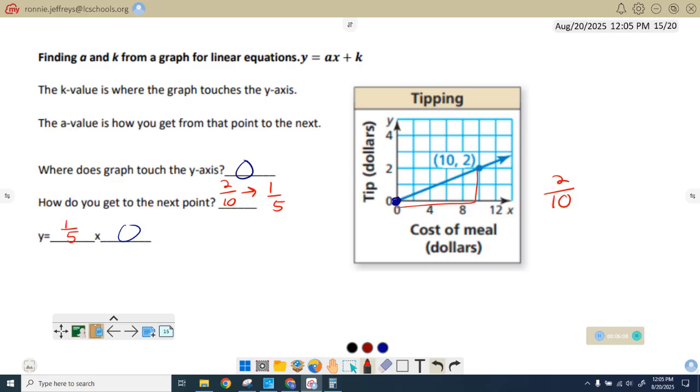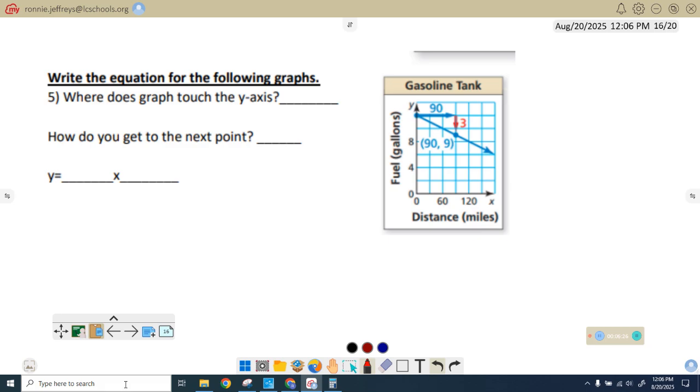Now, if you're like, but Mr. Jeffers, I'm not good at reducing fractions. These calculators will do it. Okay, a lot of the calculators around will do it now. If you need help on that, I'll show you. All right. Let's look at this one right here.